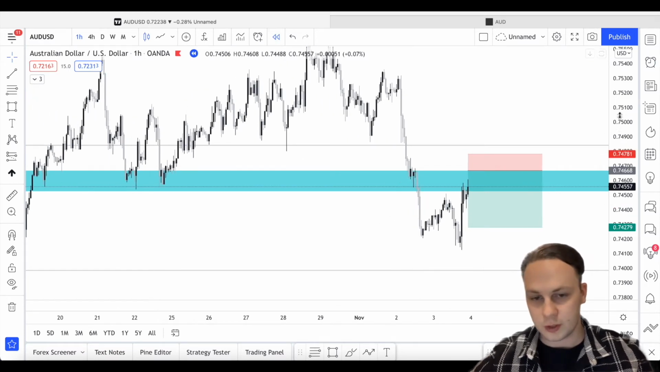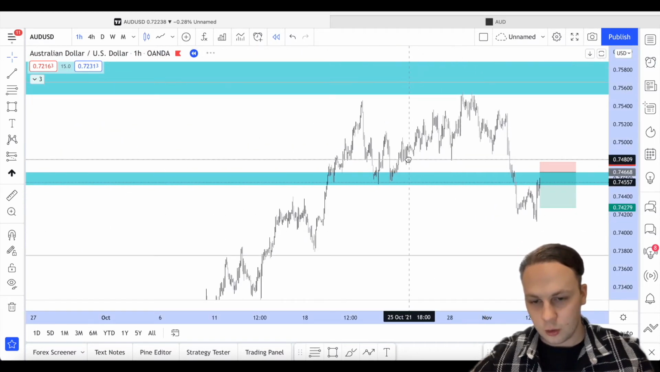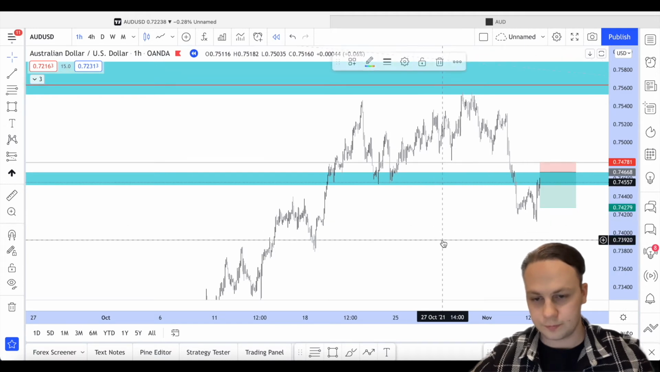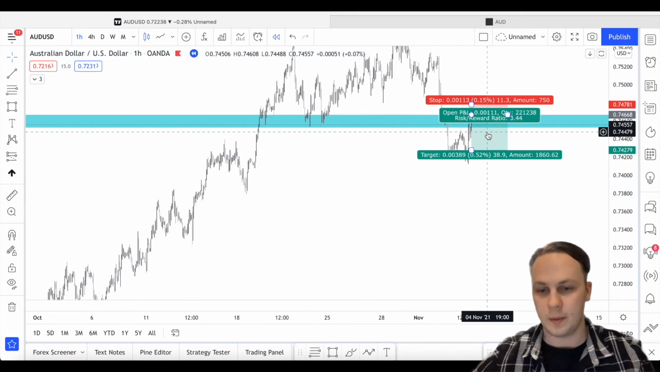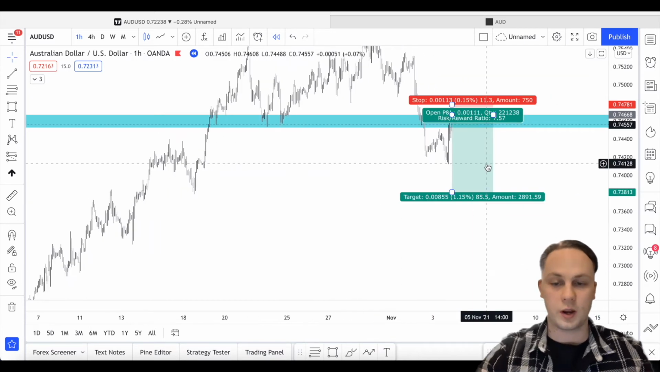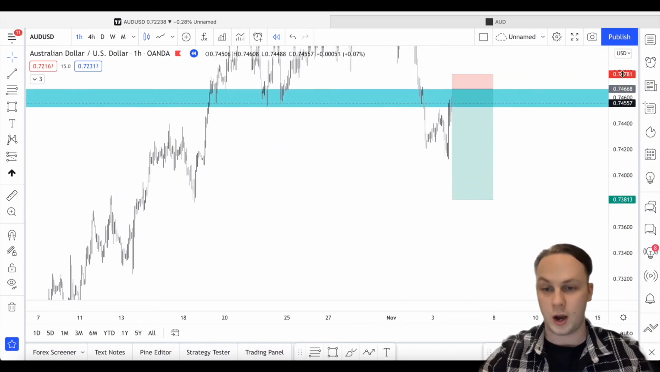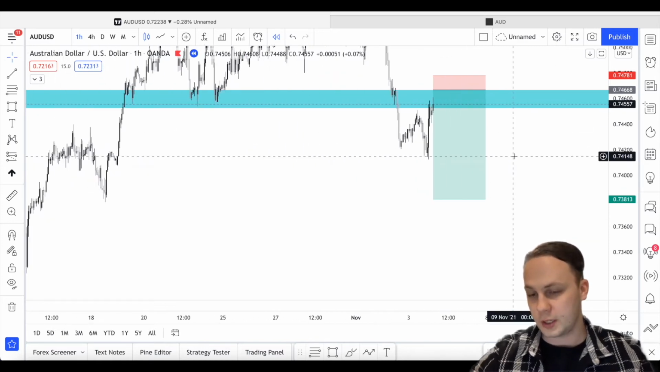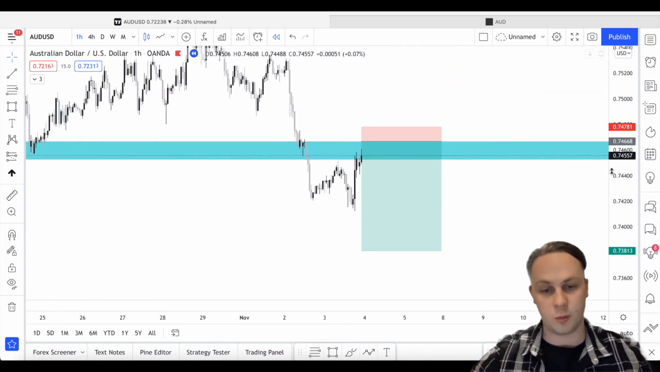And in terms of targets, we're going to look to target some of the lows around this area here, which is giving us a nice 1 to 7.5 risk to reward. So quite a nice trade. And we can obviously adjust this depending on how the market plays out.